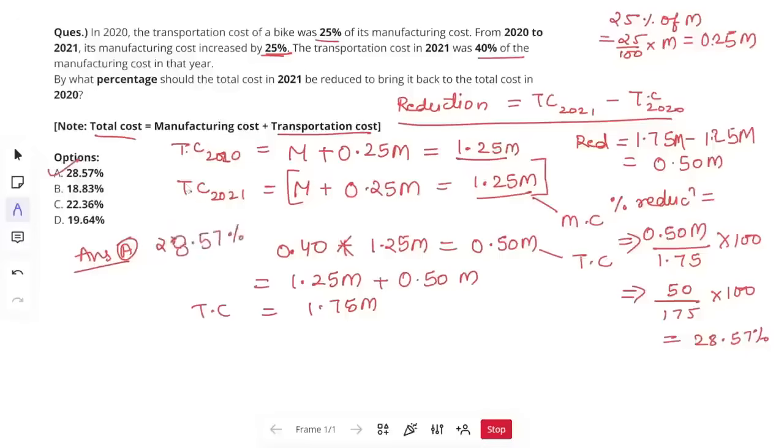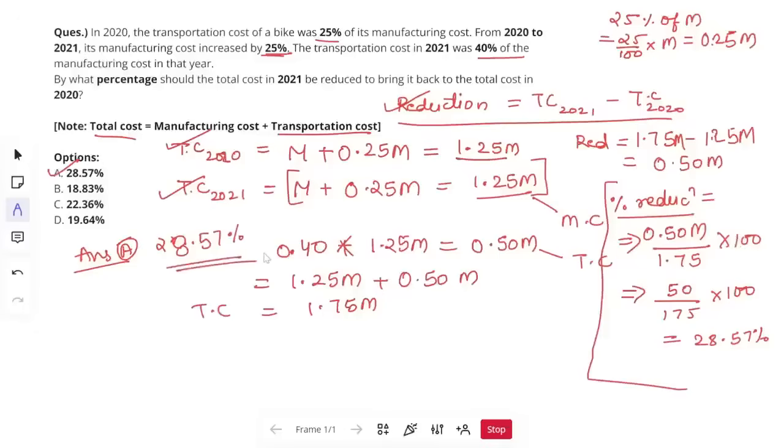See, it was easy, but the thing was tricky. Basically, you need to find out initially the total cost in 2020 and the total cost in 2021. Once you have found the total cost, you need to find the reduction. Once the reduction is found, then you have to find the percentage reduction: the reduction value that you have got, divided by the total cost, into 100. In this way, the final answer can be deduced as 28.57%.